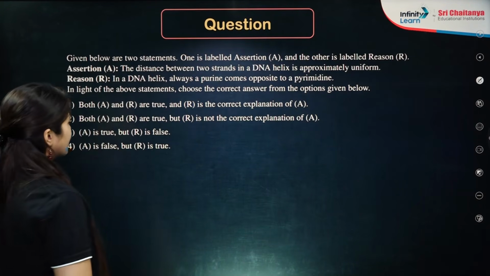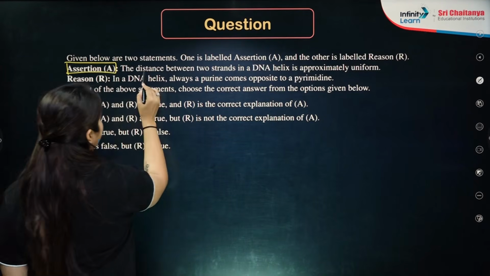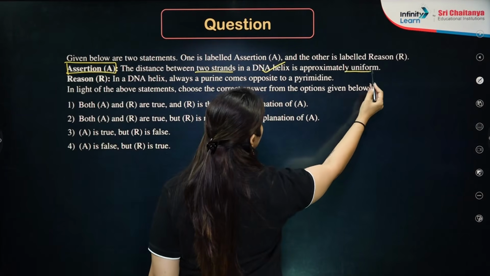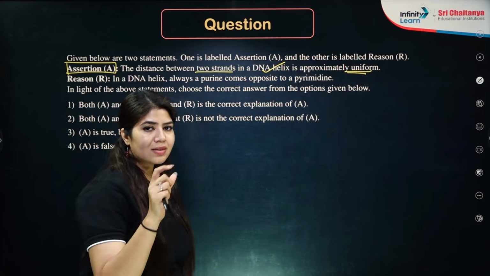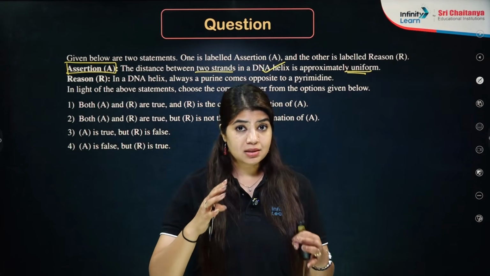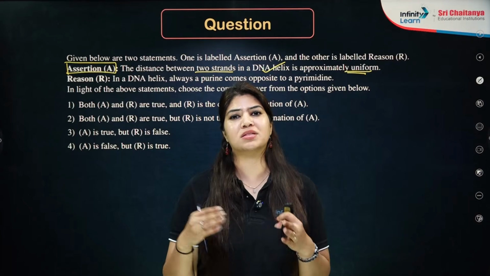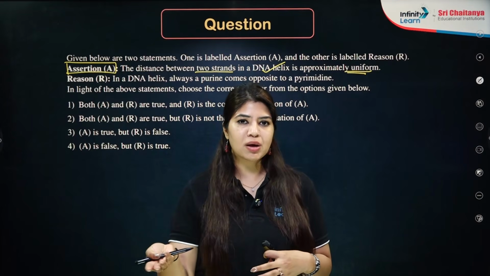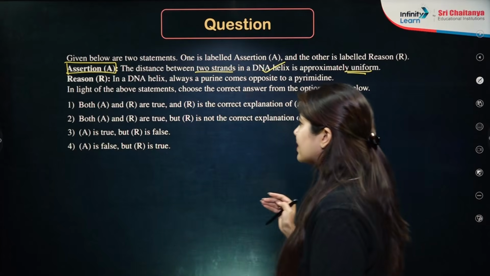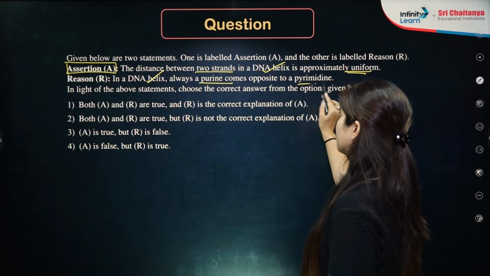Next is an assertion and reason type of question. The assertion statement says the distance between 2 strands in a DNA helix is approximately uniform. So in the DNA helix, the distance is uniform. This is just because of one simple factor, that a purine always pairs with a pyrimidine. That is why we observe the uniform distance from top to bottom. The reason says in a DNA helix, a purine always comes opposite to a pyrimidine.